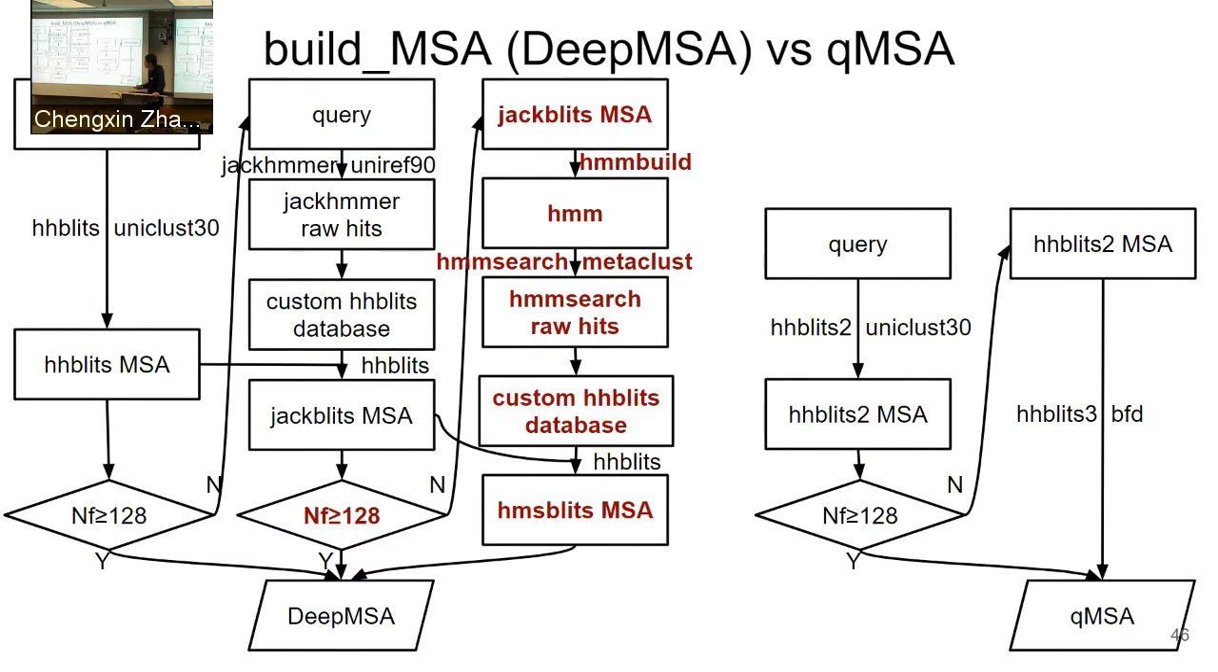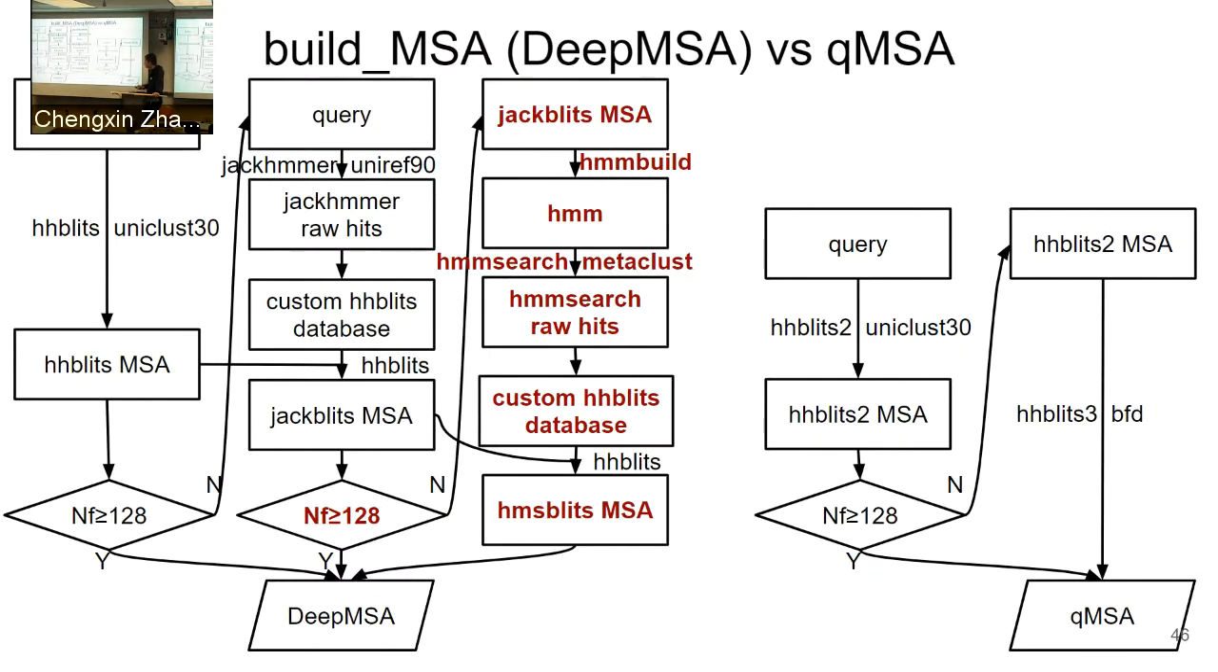If the number of sequences is too small, then I will do the second step, where I use another hidden Markov model-based method to get the raw sequence hits. And these sequence hits are converted to HHblits format and use this sequence profile to search this database to get this multiple sequence alignment. So these two steps only use traditional whole genome sequence derived protein sequence. And if these two steps obtain a small number of protein sequences, I will perform a third step where we will search MetaClust, which is a metagenome database. Then I also convert it to HHblits format to get a final alignment.